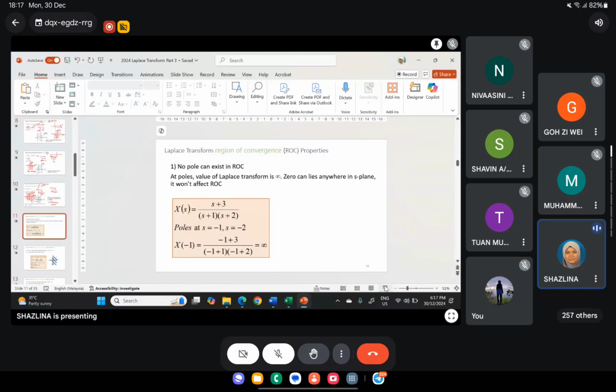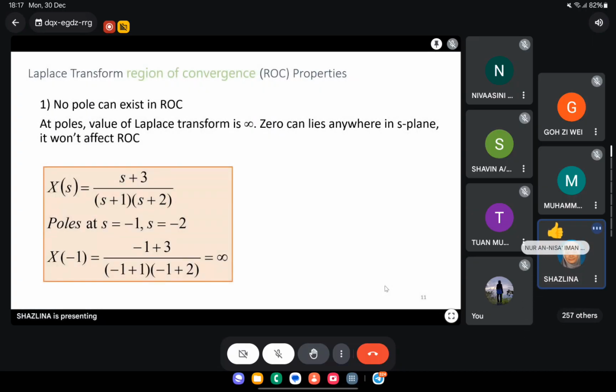So now let's go over some of the ROC properties. First thing, no pole can exist in ROC. At a pole, the value of the Laplace transform is infinity. A zero can lie anywhere in the s-plane, but it won't affect the ROC. So for ROC, we are only looking at the poles, which come from the denominator.